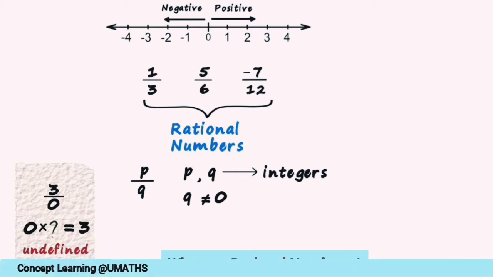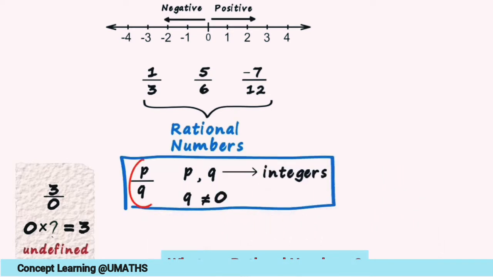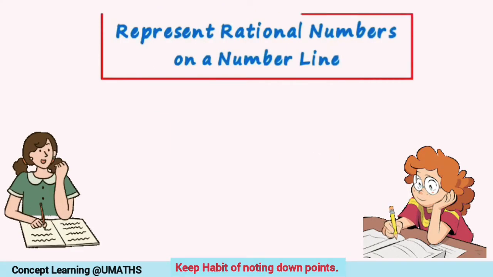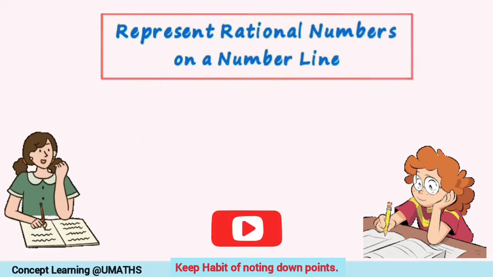So this is the basic definition of rational number. It is a number of the form p by q where p and q are integers and q is not equal to 0. Now let us understand how do we represent rational numbers on a number line.